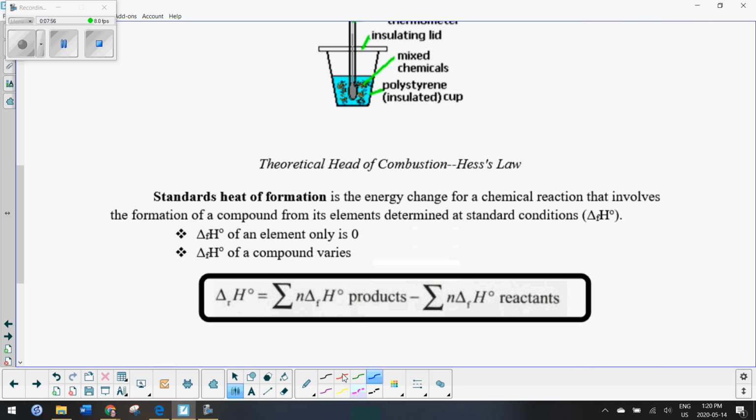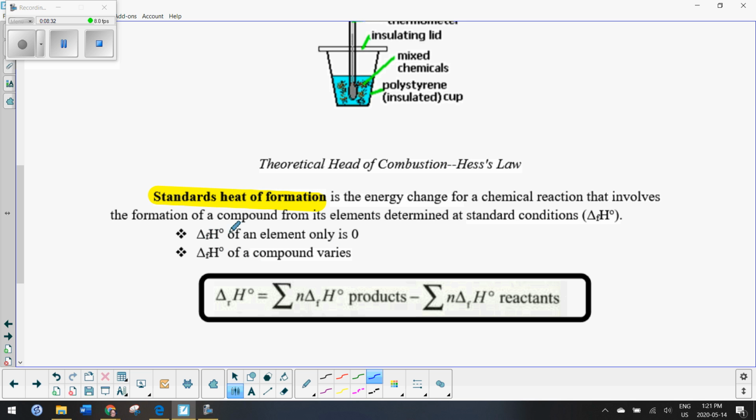Now this is the calculation part, so bear with me, go slow. This calculation looks challenging, it's actually not that bad. So standard heats of formation is the energy change for a chemical reaction that involves the formation of a compound from its elements determined at standard conditions. So standard conditions meaning normal temperature, normal pressure, etc.